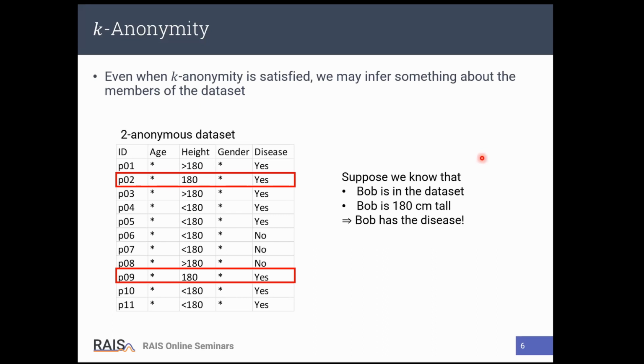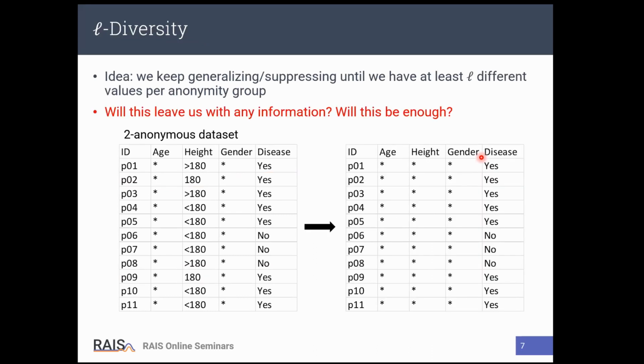And okay, so we have this problem, and so how do we solve it? Well, we can think of anonymizing the dataset further. Instead of applying just k-anonymity, we can apply another guarantee, which is called L-diversity. Basically, what L-diversity does is ensure that in every k-anonymous group, there are at least L different values of the sensitive data.